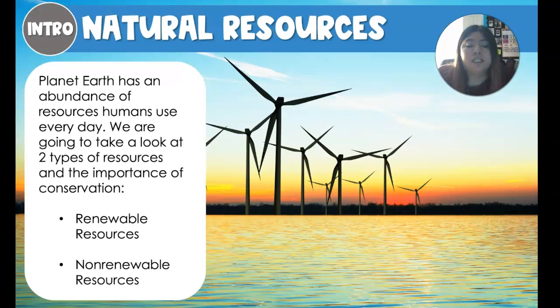Planet Earth has an abundance of resources humans use every day. We are going to take a look at two types of resources and the importance of conservation. We're going to be looking at renewable resources and non-renewable resources.